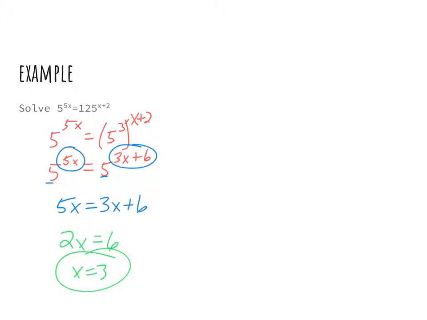You should have rewritten 125 as 5 to the third. And then multiplying the exponents, you should have gotten 5 to the 5x is equal to 5 to the 3x plus 6. Bases are the same, so I can set the exponents equal to each other. 5x is equal to 3x plus 6. Solving for x, you should get an answer of x equals 3.